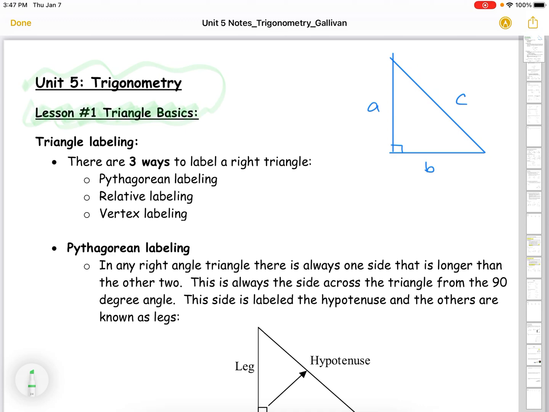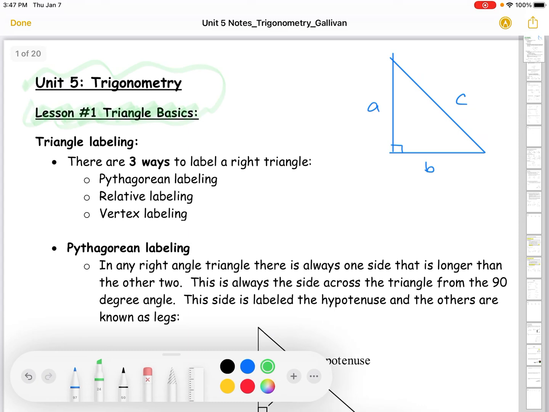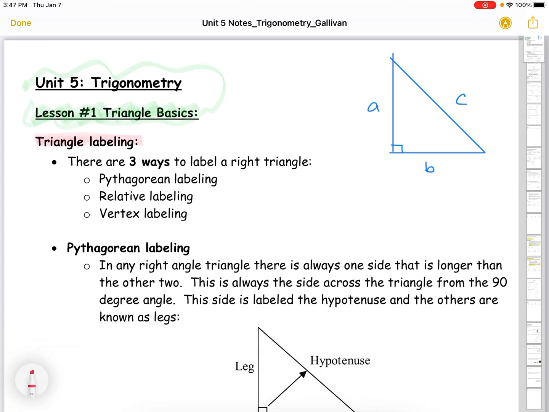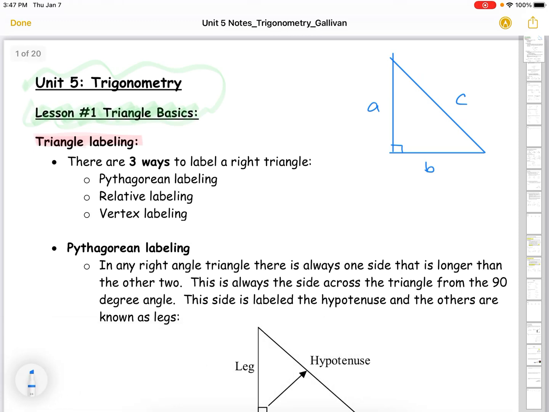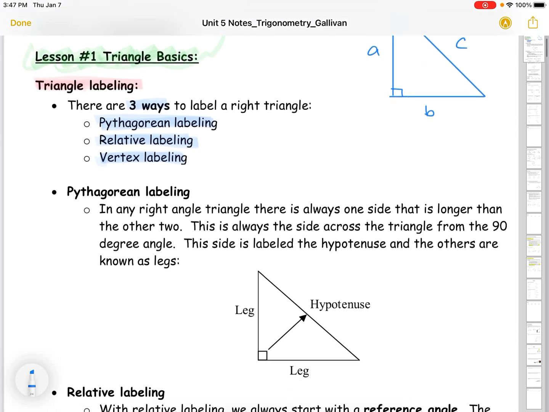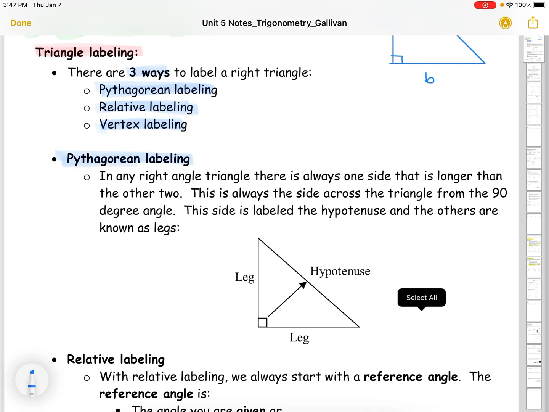Now, when we're talking about labeling a triangle, there are three ways to label a right triangle. One is Pythagorean labeling, one is relative labeling, and one is vertex labeling. So let's start by talking about Pythagorean labeling.